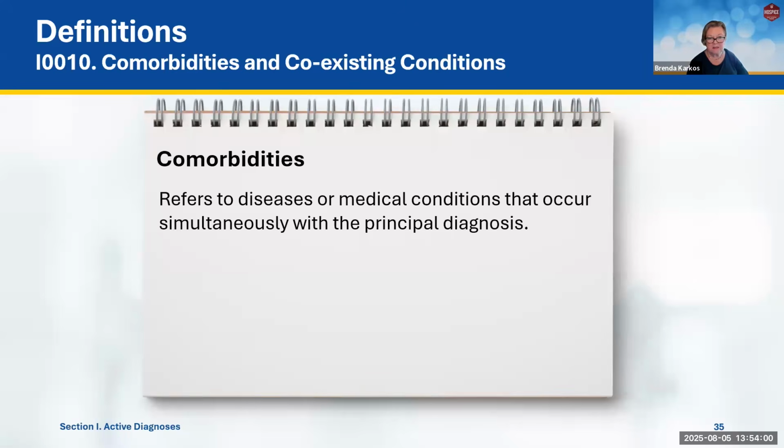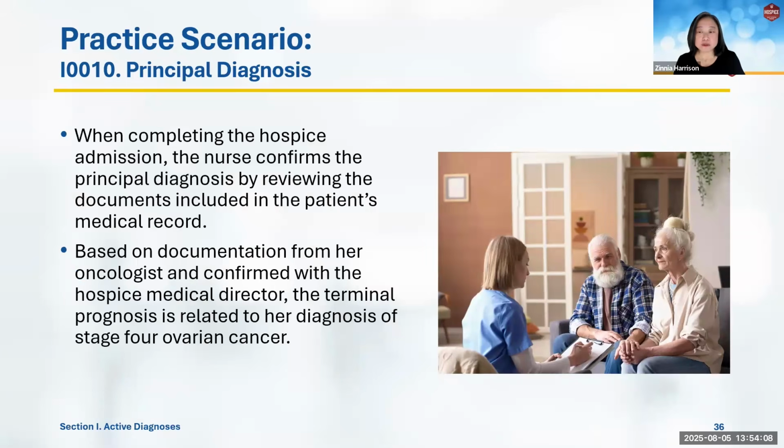I'm going to turn it back to Zinnia to go through another practice scenario. Thanks, Brenda. So here's a scenario focused on the principal diagnosis. When completing the hospice admission, the nurse confirms the principal diagnosis by reviewing the documents in the patient's medical record. Based on documentation from her oncologist and confirmed with the hospice medical director, the terminal prognosis is determined to be stage 4 ovarian cancer.